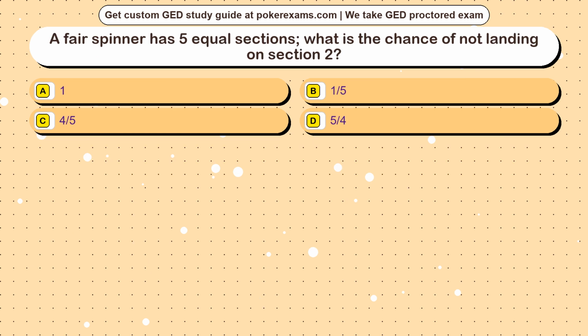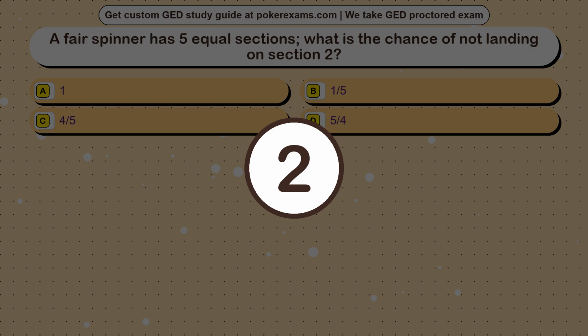Question 16. A fair spinner has 5 equal sections. What is the chance of not landing on section 2? Option A, 1. Option B, 1/5. Option C, 4/5. Option D, 5/4.